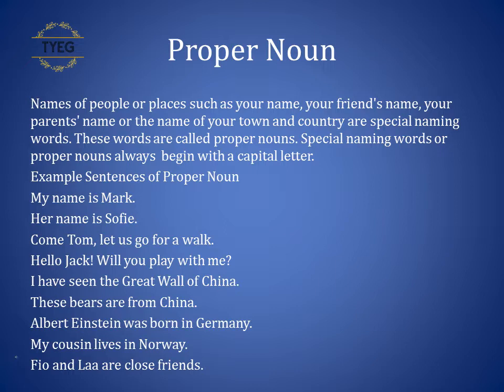Example sentences of proper noun. My name is Mark. Her name is Sophie. Come Tom, let us go for a walk. Hello Jack. Will you play with me? I have seen the Great Wall of China. These bears are from China. Albert Einstein was born in Germany. My cousin lives in Norway. Theo and La are close friends.